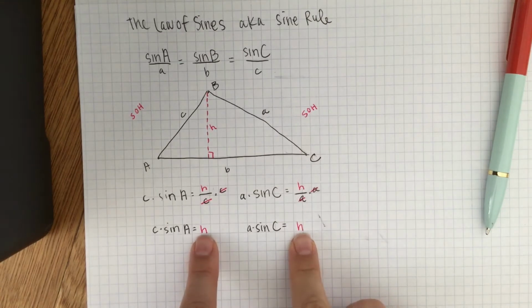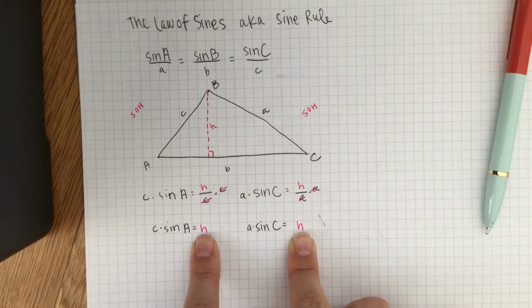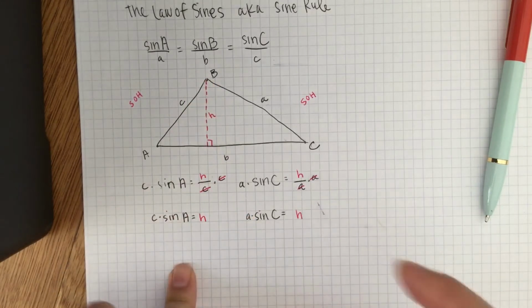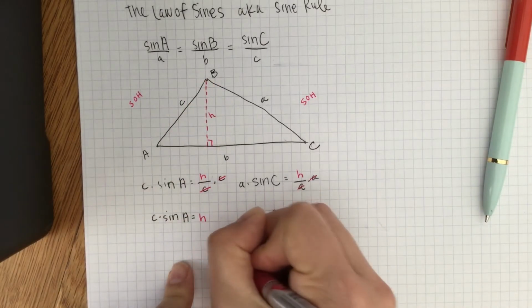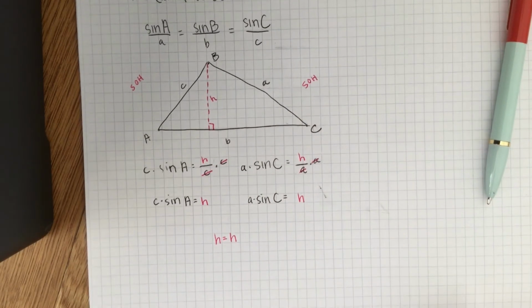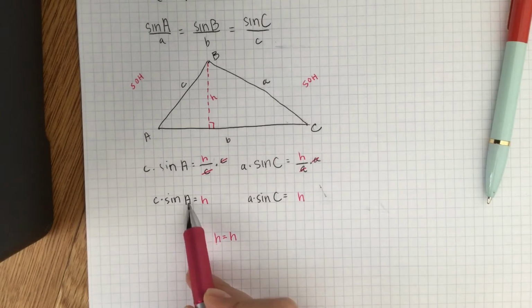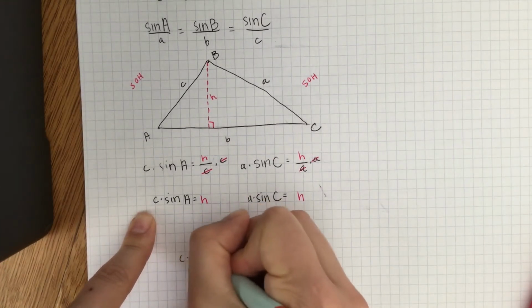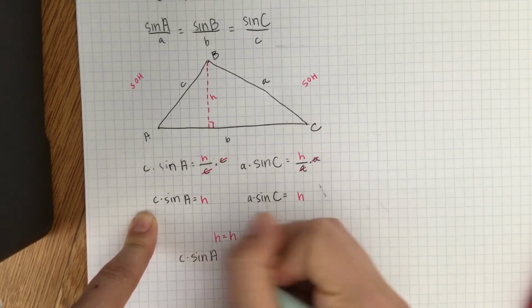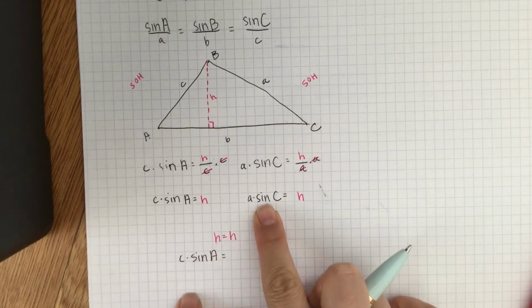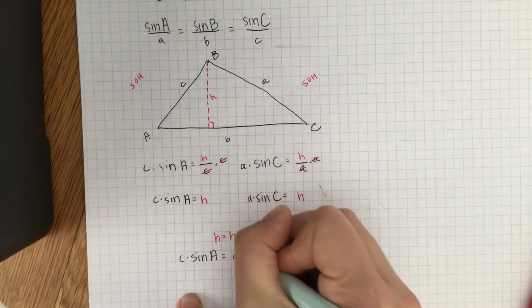And so now we have h equals two different things. Well, I know that these h's represent the same line. So we have h is equal to h by that reflexive property. Anything is equal or congruent to itself. Now this h refers to this, right? We've got c times the sine of angle A. And this h refers to this h, which is a times the sine of angle C.